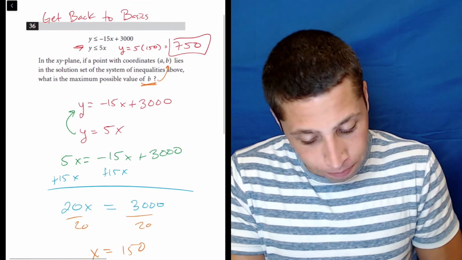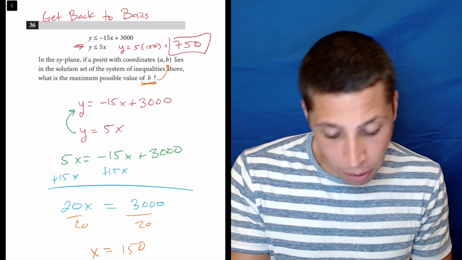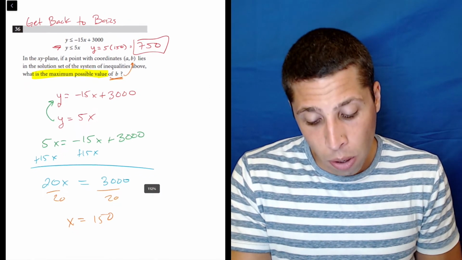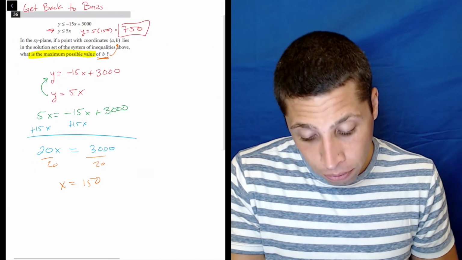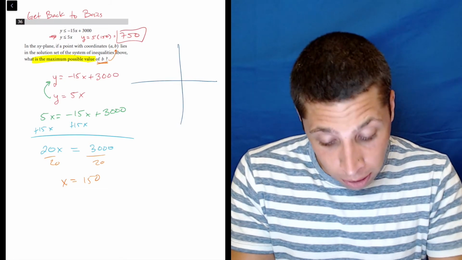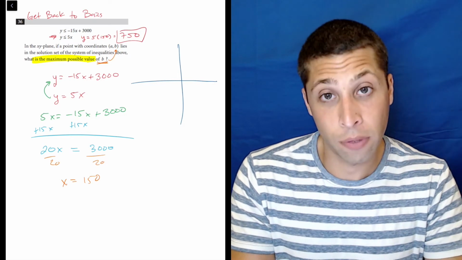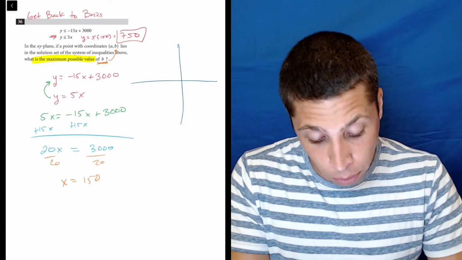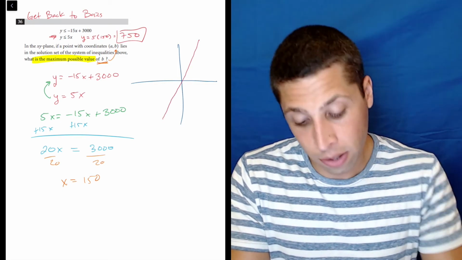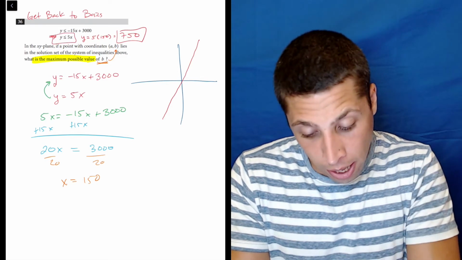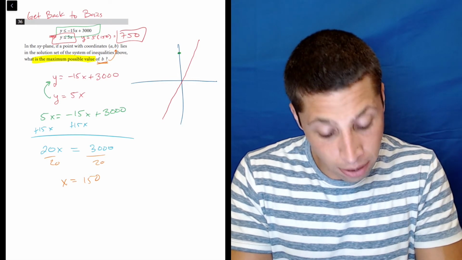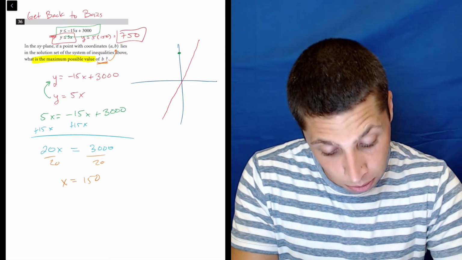The key piece here is that it says in the question that we need the maximum possible value of b, or y. So if we were to graph these two equations, I'm just going to make a rough sketch here. Let's do the y equals 5x first. That would be going through the origin and have a steep slope. So I'm going to make it look kind of like this. The other one we'll do in green. That's got a high y-intercept and then a negative slope. So let's just do this.